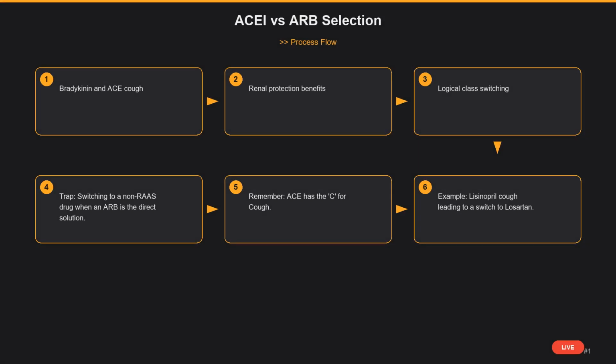The examiner will present a patient with hypertension and a dry, hacking cough. They want to see if you know that ACE inhibitors cause bradykinin buildup, while ARBs don't. The trap is switching the patient to a different class entirely, like a beta blocker, when the logical step is just moving from an ACE to an ARB. Why? Because you want to keep the renal protection while losing the side effect. It's about surgical precision in your prescribing logic. Always check the patient's cough status in the vignette. It's the universal code for switch to an ARB.